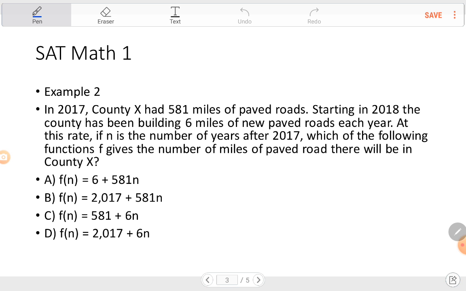Well, we already see that we have this equation. We have it as y equal to 6x or 6n plus 581. So we replace y with the function symbol, so f of n would equal 6n plus 581.